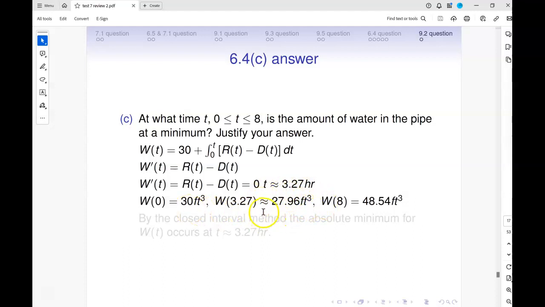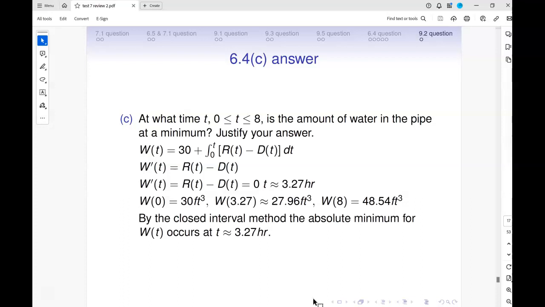So of those three values, which one is the smallest? That, yeah, 2796. So the absolute minimum occurs at time 3.27 hours. Again, remember it asks for what time, not the minimum amount of water in there. I wanted the time. Isabel?